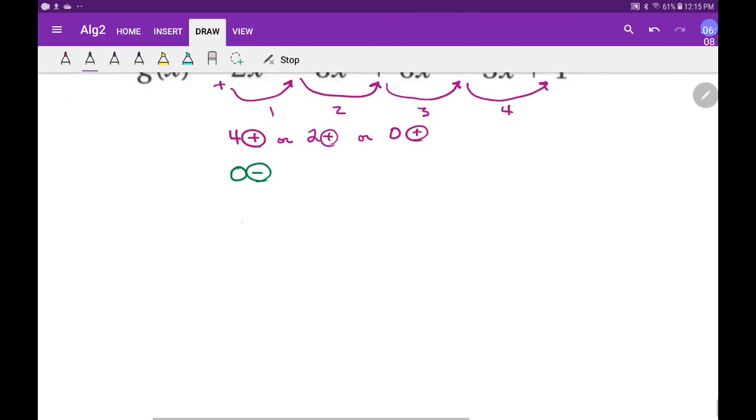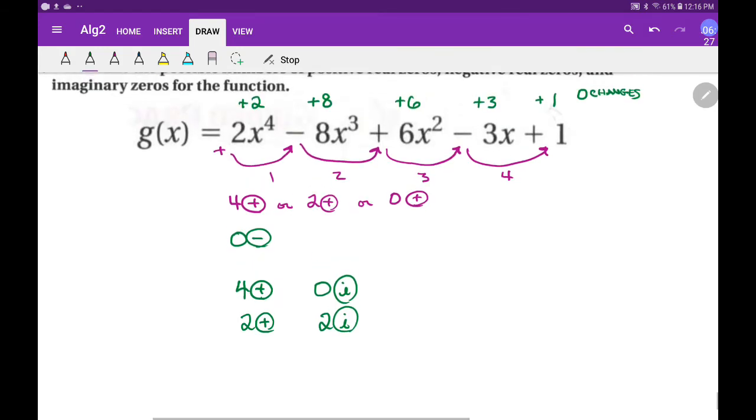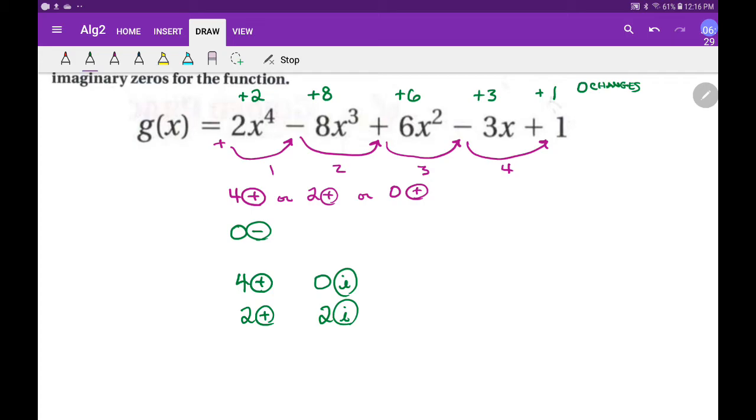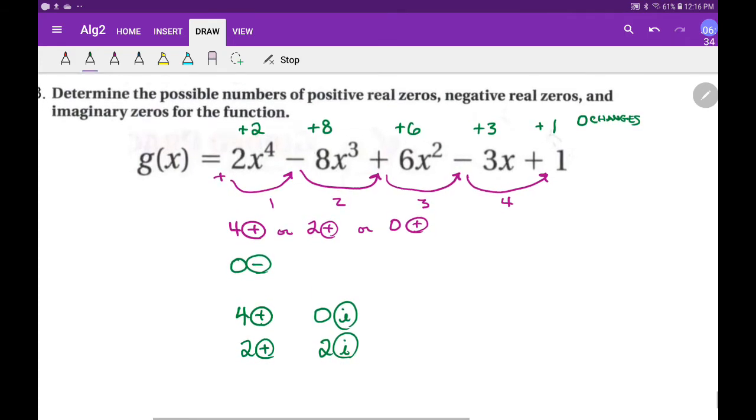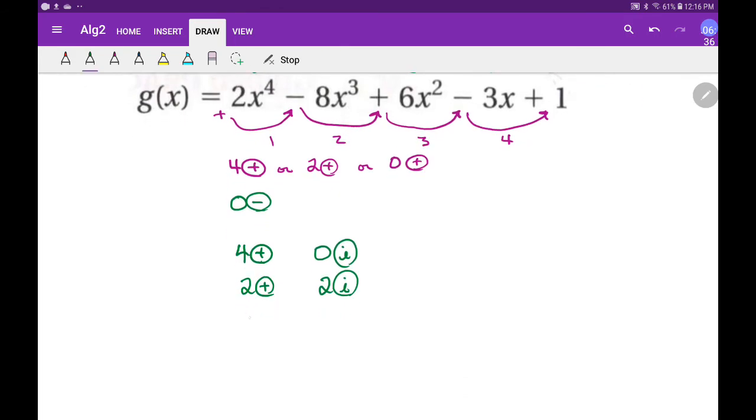I might have 4 positive and 0 imaginary. Or I might have 2 positive and then it'd be 2 imaginary. Okay, I guess I'll circle them like that. And then I guess I might have... would they all be imaginary? No, they wouldn't all be imaginary. That thing's going to have to cross somewhere, right? No, it doesn't have to cross anywhere. No, they could all be imaginary. Doesn't have to cross. They could have all 4 imaginary roots, okay?